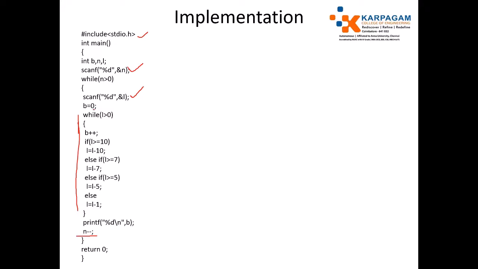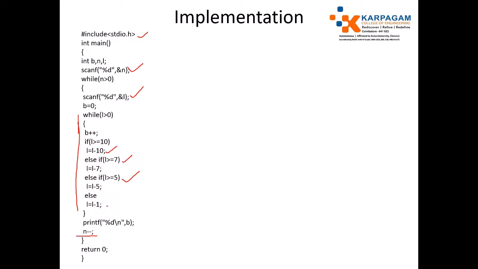First, in the while loop, just check L greater than 0, until L reaches 0. We need to iterate it. First, count the bottle: b equals b plus 1, that is b plus plus. If L is greater than or equal to 10, we can subtract 10. If L is greater than or equal to 7, we can subtract 7. If L is greater than or equal to 5, we can subtract 5 from L. Otherwise we decrement L, L equal to L minus 1.